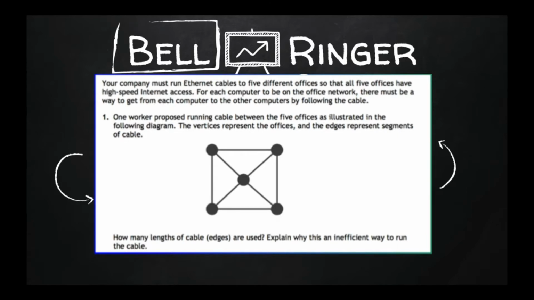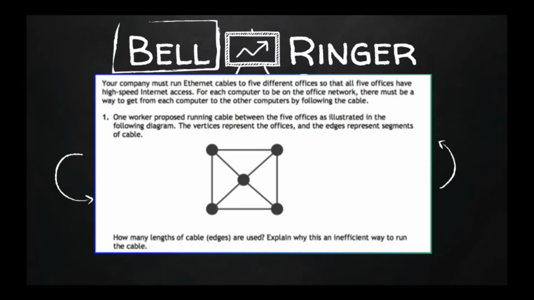So, looking at this graph, how many lengths of cable or edges are used? And then I need you to explain why this is an inefficient way to run the cable. Now, that's the bell ringer. It's also question 1 on the assignment. Well, maybe not on the assignment, but on the assignment in the book.